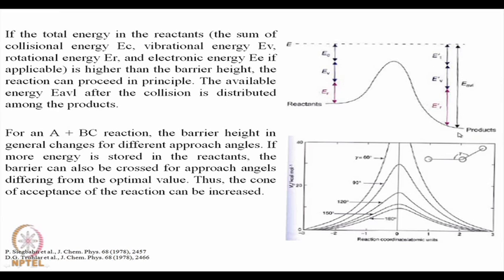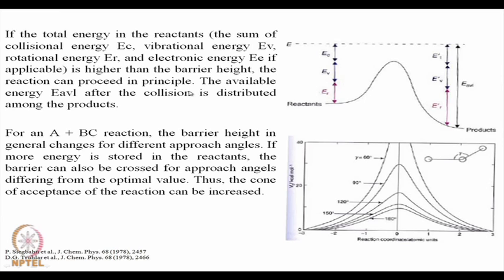The available energy after collision is distributed among the products. So this amount of energy is distributed among the products. This is your initial, this is your final, the reactant side and the product side. If this sum is more than this height, then the reaction can proceed in principle, but if it is less, then in principle the reaction may not be possible.